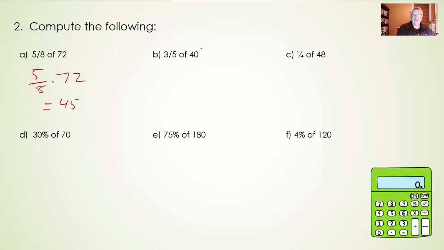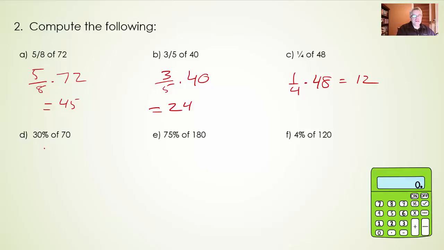So there we go. 3/5 of 40. We just got to do 3/5 times 40. If you're using a calculator that doesn't have an ABC key, that's fine. It's just 3 divided by 5 times 40. And you get 24. Find 1/4 of 48. You do 1/4 times 48, and you'll get 12.